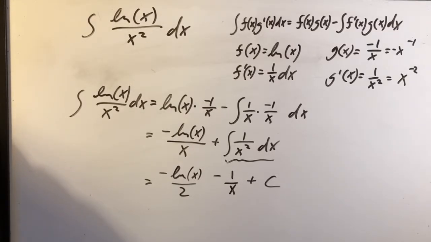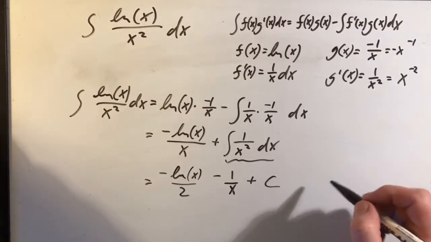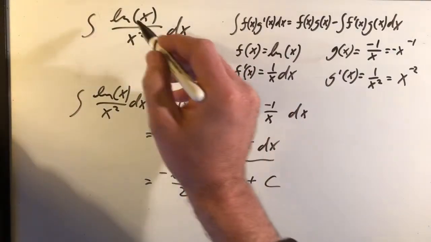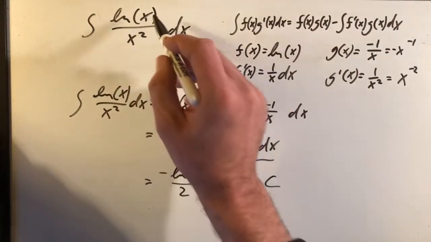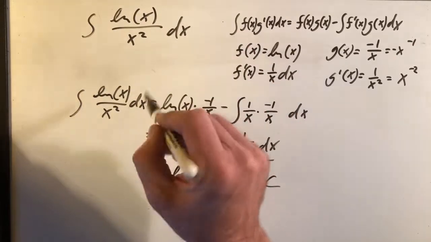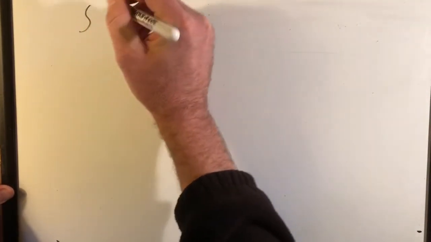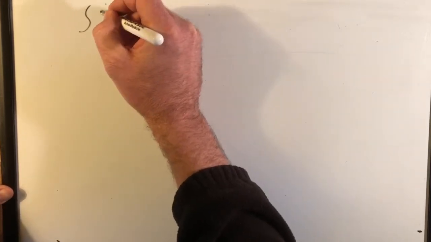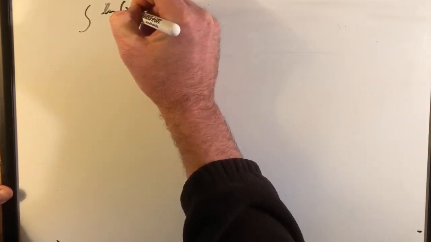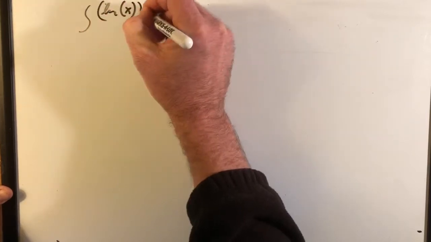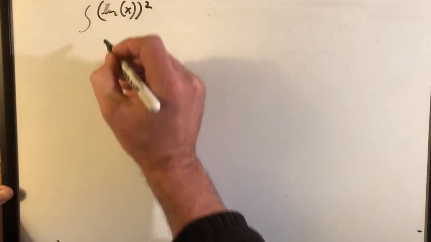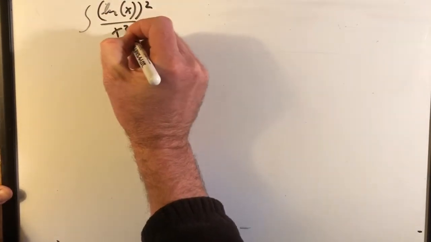Now what happens next if, instead of having ln x, let me do ln x squared. I'll square the whole thing, and I'll put that on the next board, and we'll see how that works out. So I want to do ln x, but I want to square the whole thing, and then I want to take x squared at the bottom.